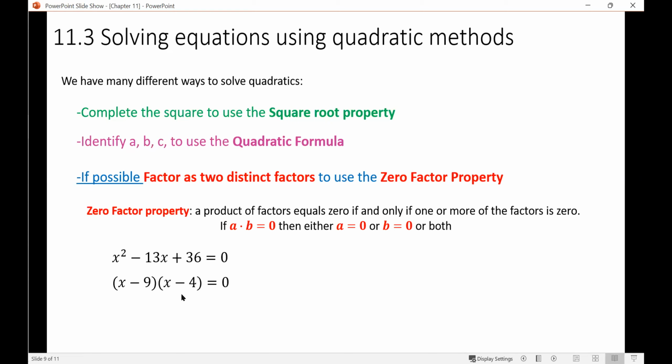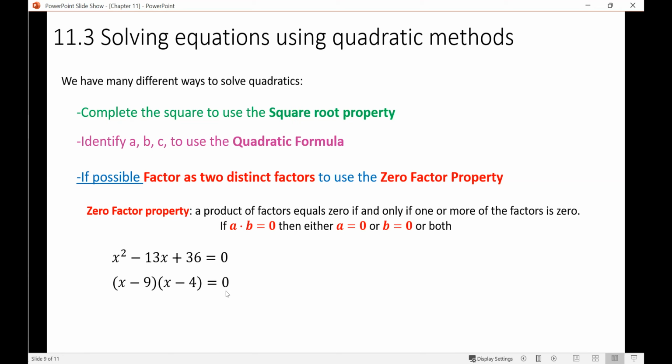We want to come up with two numbers that are going to multiply to positive 36 and add to negative 13. Those two numbers are negative 9 and negative 4. So this guy will factor as x minus 9 times x minus 4. Make sure when you do this, before you try to factor, you want to make sure it's set equal to 0, right? You need to be in standard form before you try to factor.